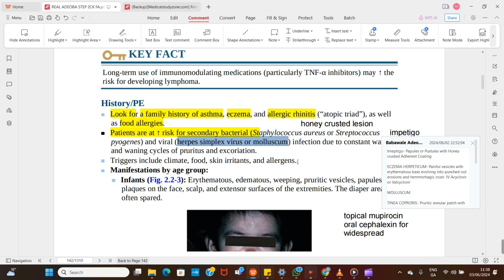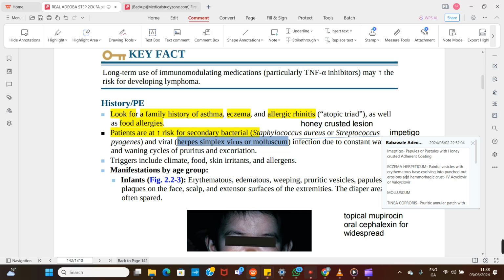If it's bullous, bullous impetigo, Staph aureus. If it's non-bullous, Streptococcus pyogenes. If the presentation is localized, just apply topical mupirocin. I have it down here. If it's widespread, use a systemic drug, which is what? Oral cephalexin. It works against these organisms, right?